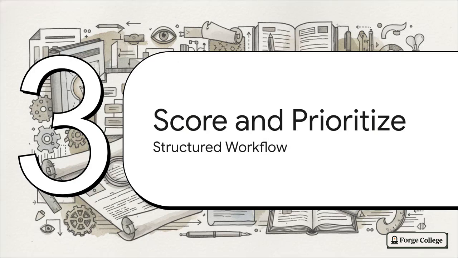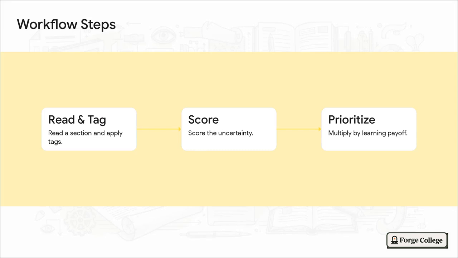Section 5, score, prioritize, and plan. Okay, so once you've tagged all these fascinating, sometimes terrifying assumptions, you need a workflow. Otherwise, you're going to fall down a massive Reddit rabbit hole and spend 3 hours reading about undersea fiber optic cables. Here's your 3-step lifeline. 1. Read and tag your text using the triplet. 2. Score the uncertainty. How much do we actually know about this? And 3. Prioritize your follow-ups by multiplying that uncertainty by the learning payoff. You're mapping out what you don't know and ruthlessly focusing on what actually matters for the system's survival.